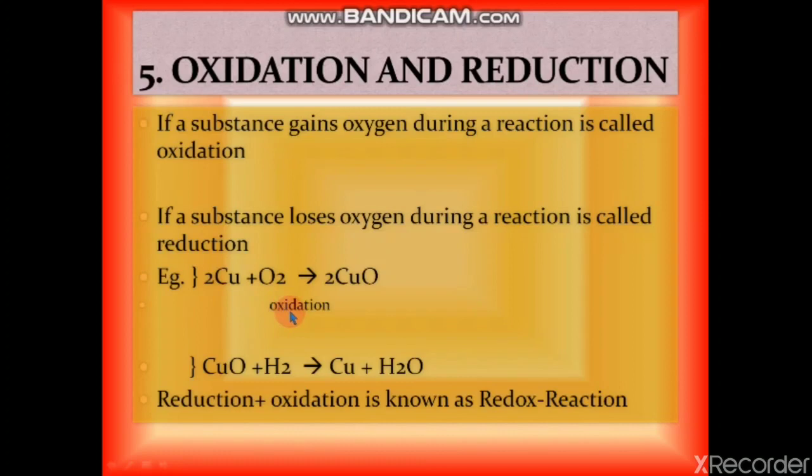Next, very important, there is the redox reaction. What is a redox reaction? A redox reaction means any chemical reaction where there is both reduction and oxidation. If in a chemical reaction there is oxidation plus reduction, it is known as a redox reaction. You see, in this chemical reaction there is both oxidation and reduction. That's why we know it as a redox reaction.